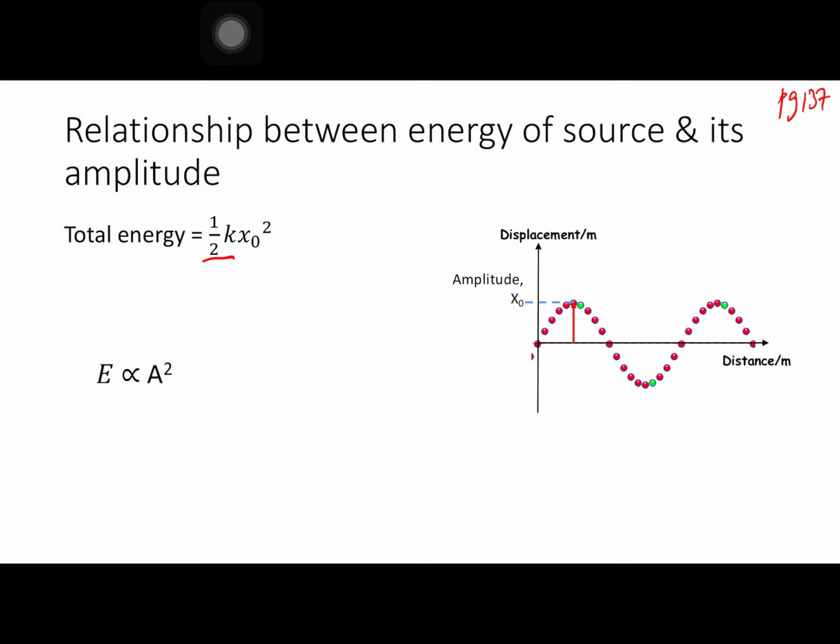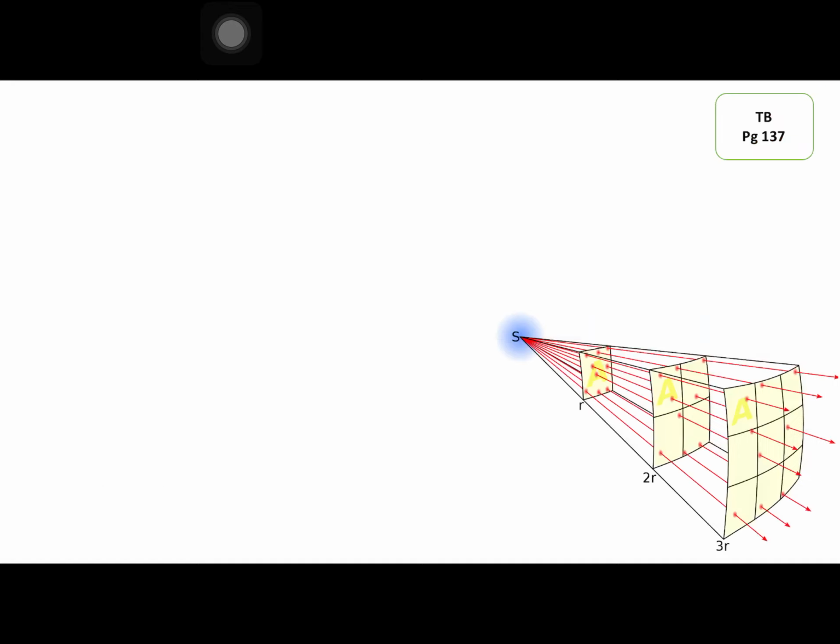Since half k is a constant, this tells me that energy is proportional to A squared, where x naught is our amplitude and A is the amplitude. So E is proportional to A squared. Now since energy is equal to power times time, I can then equate that power is proportional to amplitude squared.